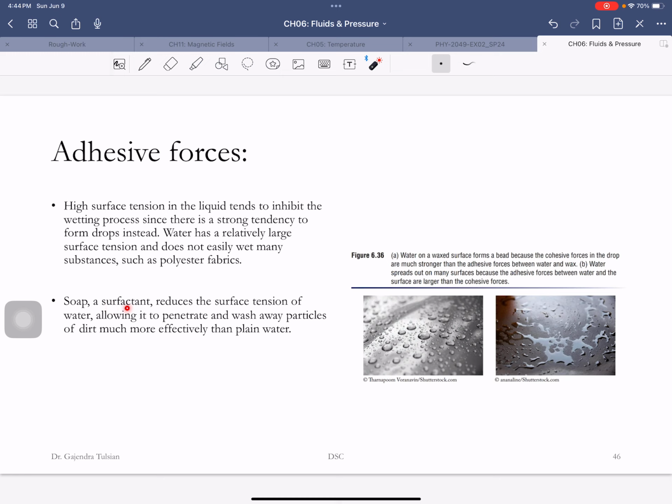Soap, a surfactant, reduces the surface tension of water, allowing it to penetrate and wash away particles of dirt much more effectively than plain water. So soap is a surfactant.